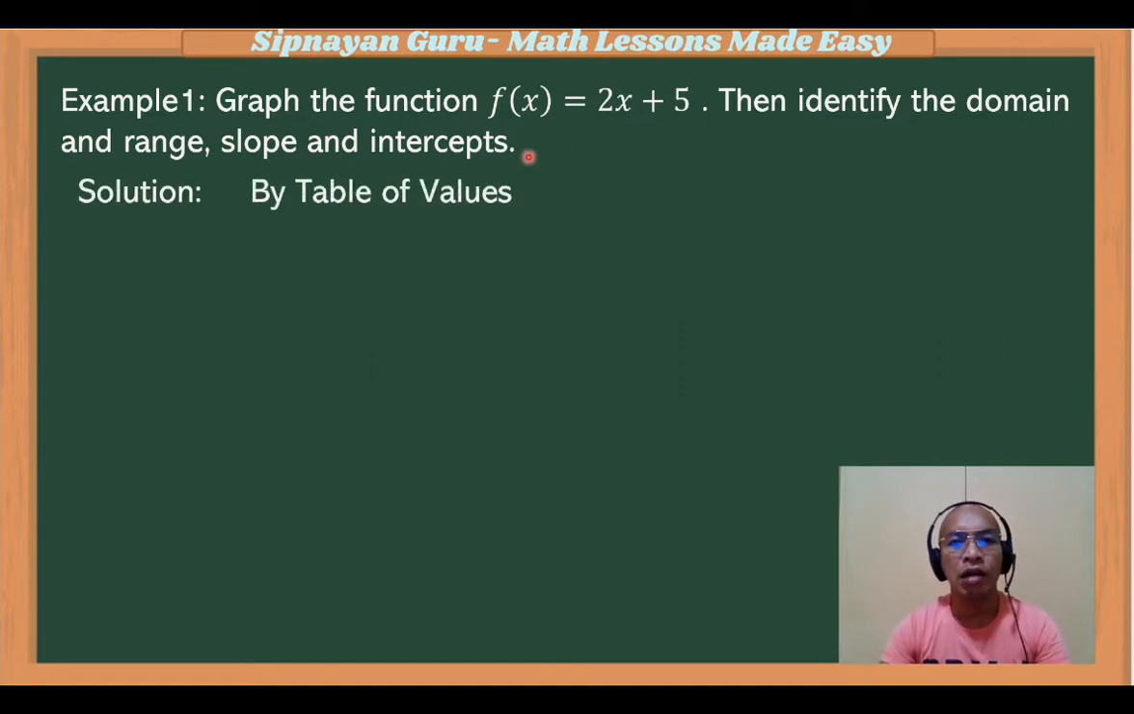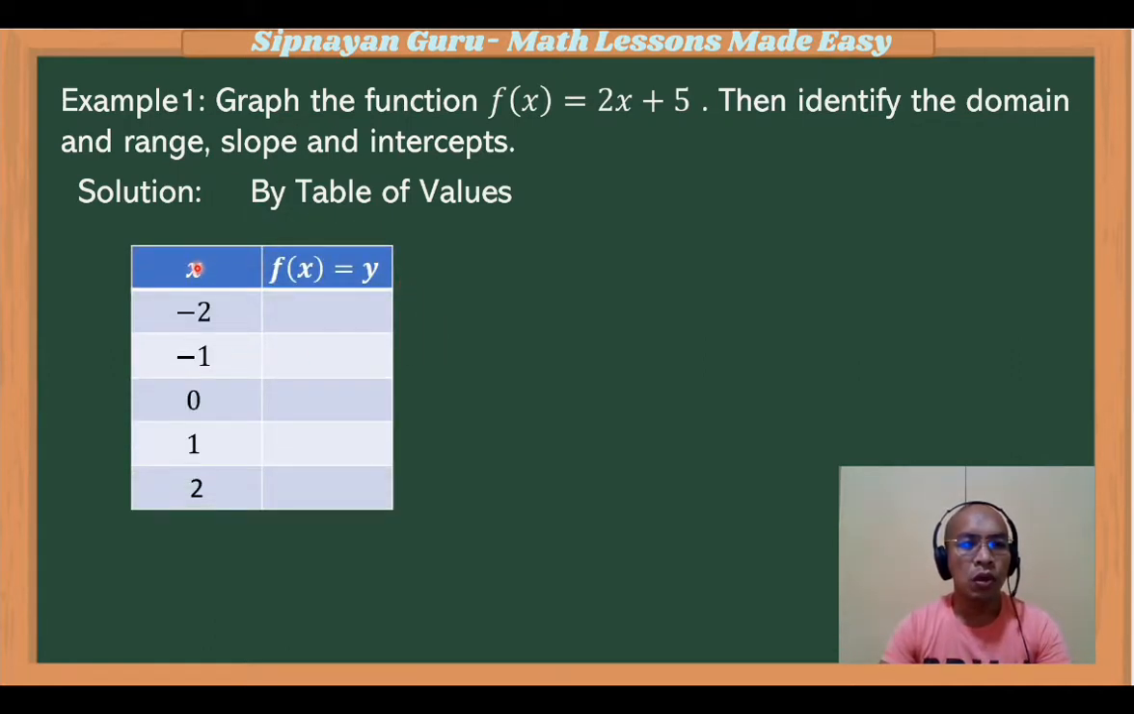So in this case, graph this function f of x equals 2x plus 5, and we are asked to determine the domain and range, the slope, and the intercepts. We will graph this by table of values. Since our independent variable is x, we can assign any values of x here. For convenience, we will use the smaller values.